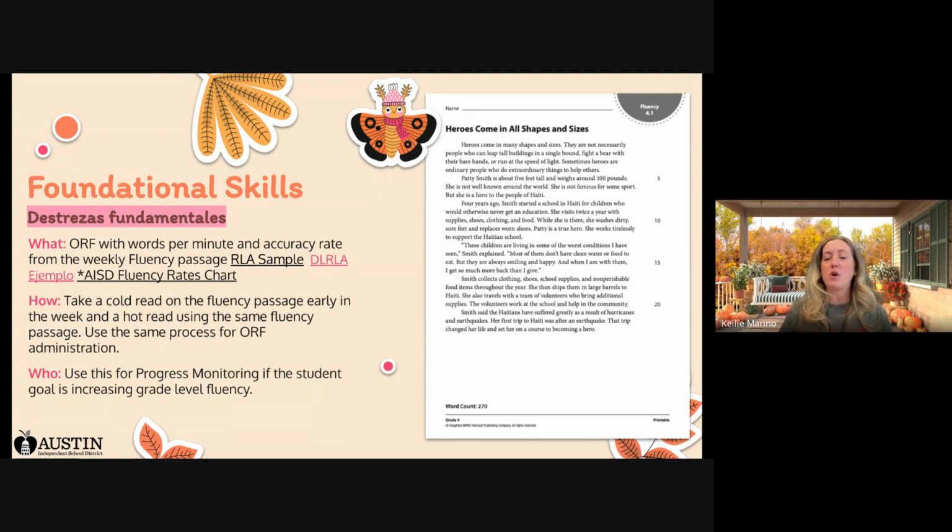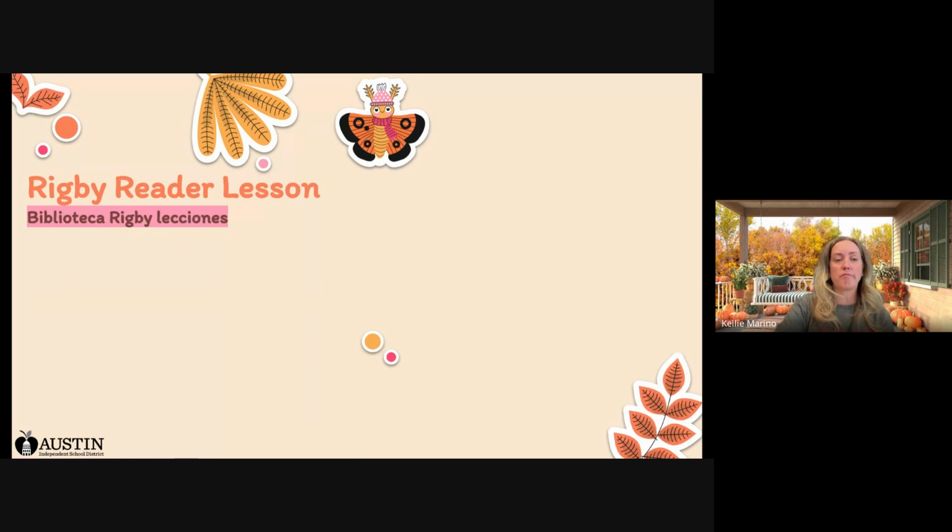Who would I use this for? So use this progress monitoring if the student goal is increasing to grade level fluency. So there's that small pocket of students who are below grade level fluency, but good on foundational skills. This is them. This is their thing.